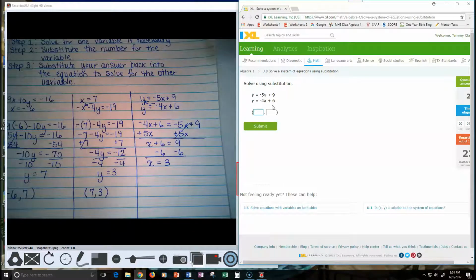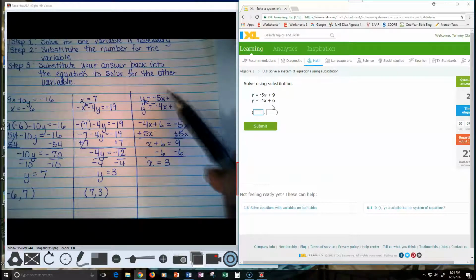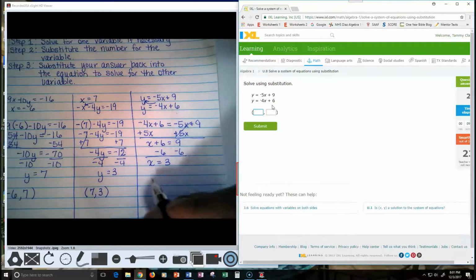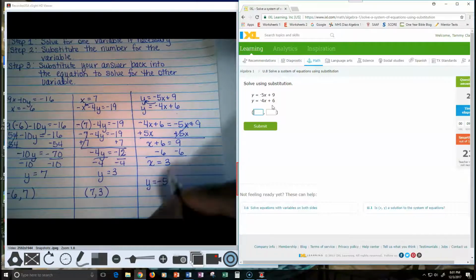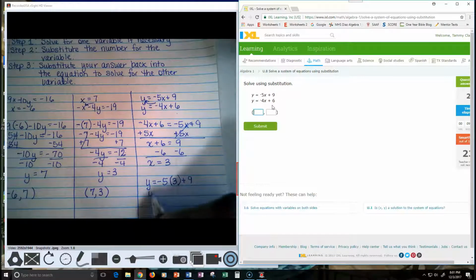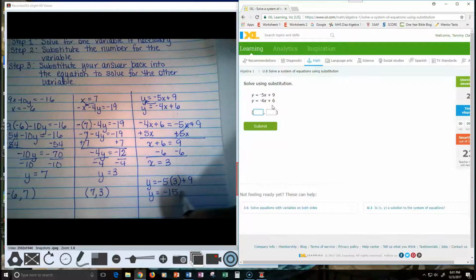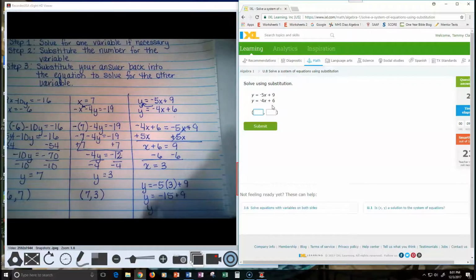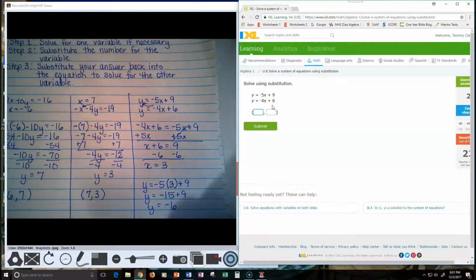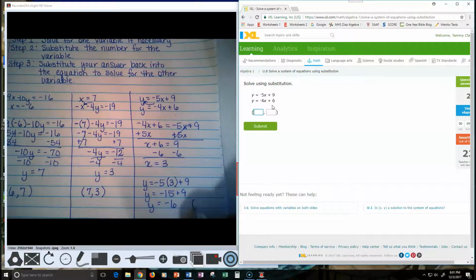And that's all well and good, but we still don't know what y is. So you can choose either equation to find y. You just have to remember to substitute your value for x. So I'm going to pick the first one. So y is equal to negative 5. I know what x is now. It is 3 plus 9. So y is equal to negative 15 plus 9. Y is equal to negative 6. And so our ordered pair for this one would be, put it over here, 3, negative 6.